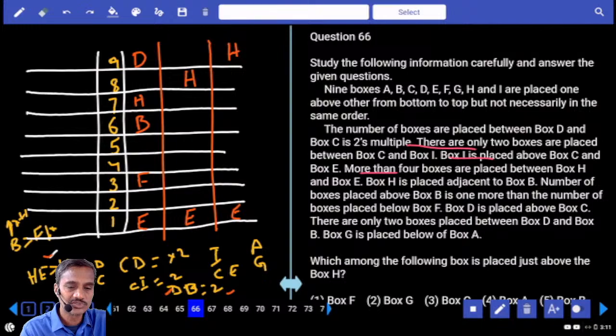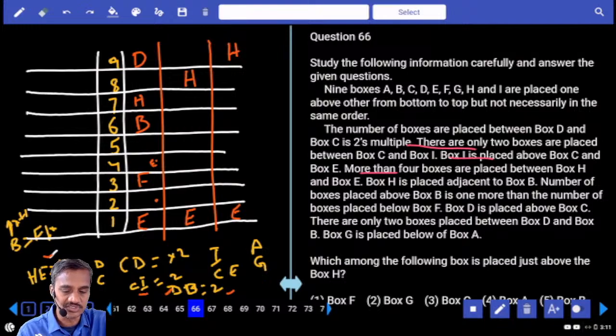Multiple of 2 means 1, 2, 3, 4, 5, 6, isn't it? C can be here or C can be here. There are 2 different possibilities. Next, I is above the C as well as E, and A is above this one. Between C and I, there must be exactly 2.